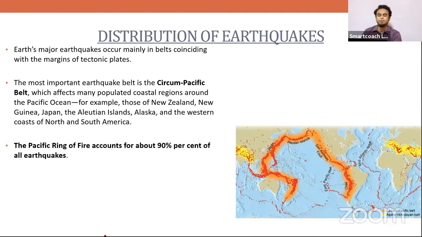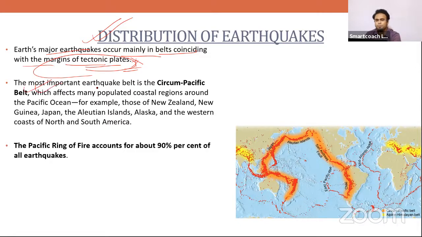Fine. So this was about the different types of earthquakes, right? Next, let us talk about the distribution of the earthquakes. Now, in one of the previous slides, we have said that most of the earthquakes and volcanoes occur along the ring of fire, which is the boundary of the Pacific Ocean, right? So let us look at the first point. Earth's major earthquakes occur mainly in belts coinciding with the margins of the tectonic plates. So along the margins of the tectonic plates, we will find most of the earthquakes.